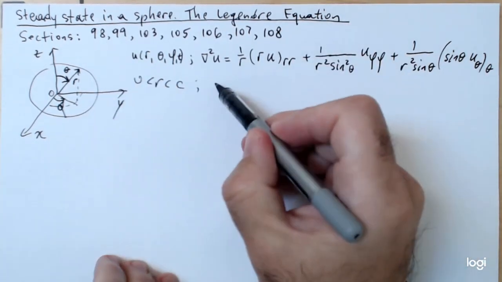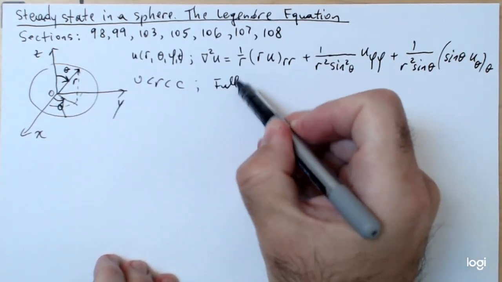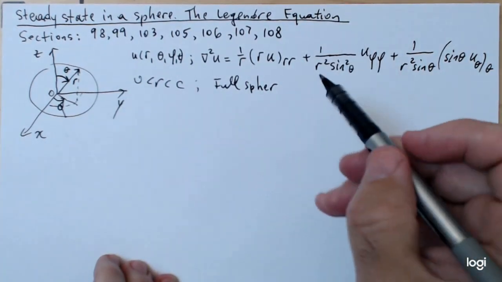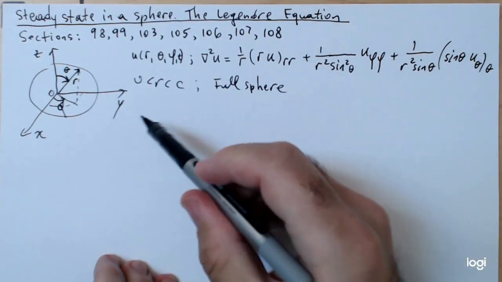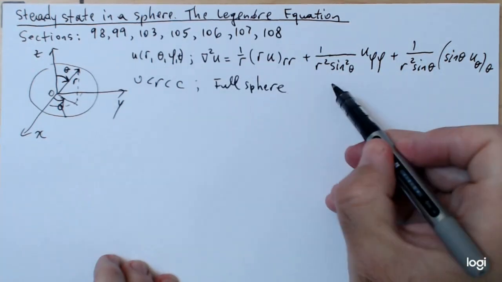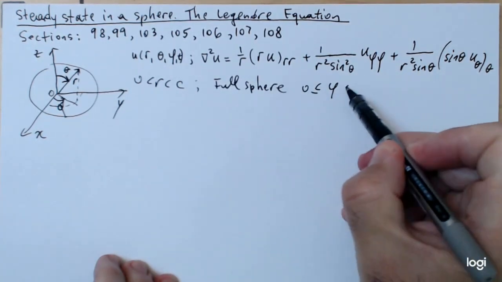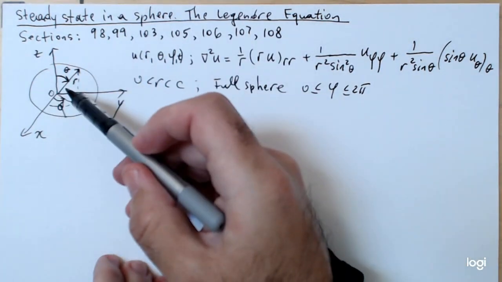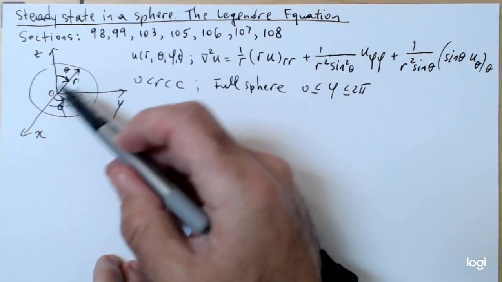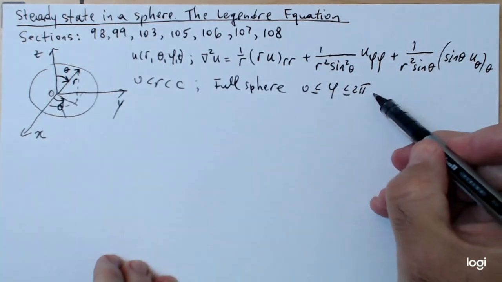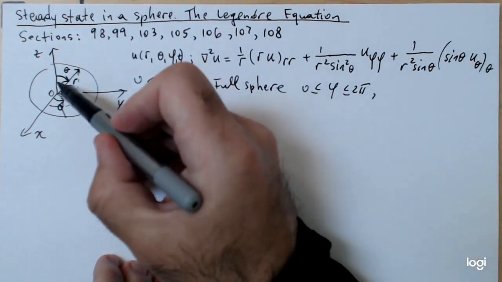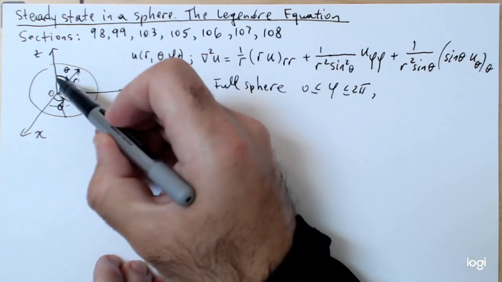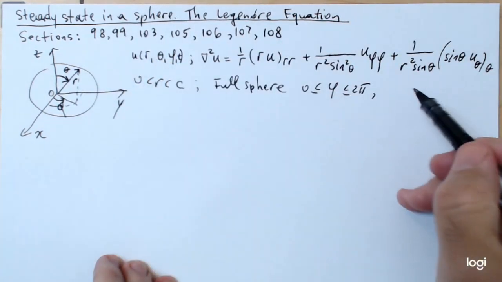So in general, for a full sphere, once you establish the radius, the maximum domain for phi is 0 to 2 pi, because you go all the way around the center with respect to the xy plane. And then theta is the angle measured with the positive z semi-axis. So theta is between 0 and pi.